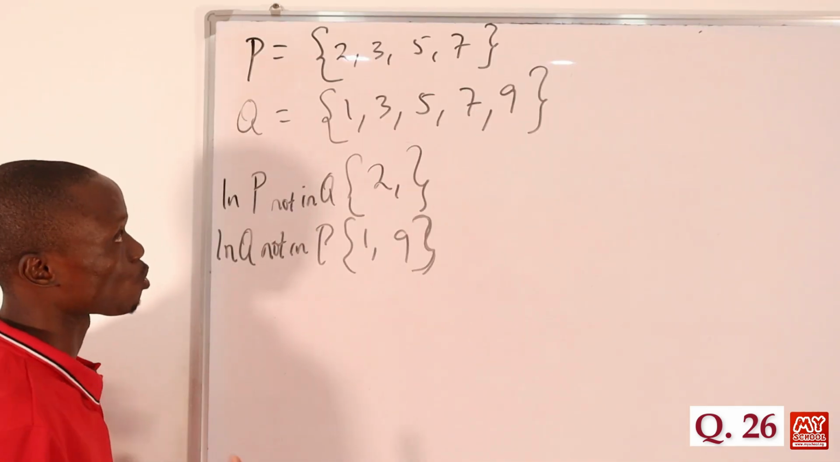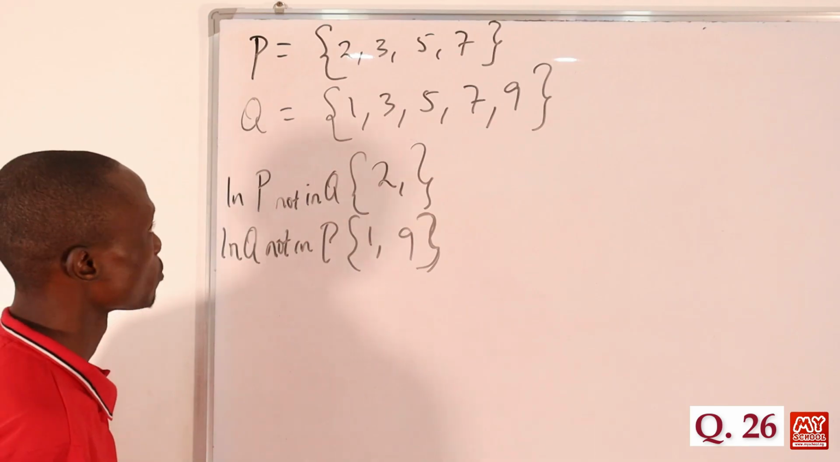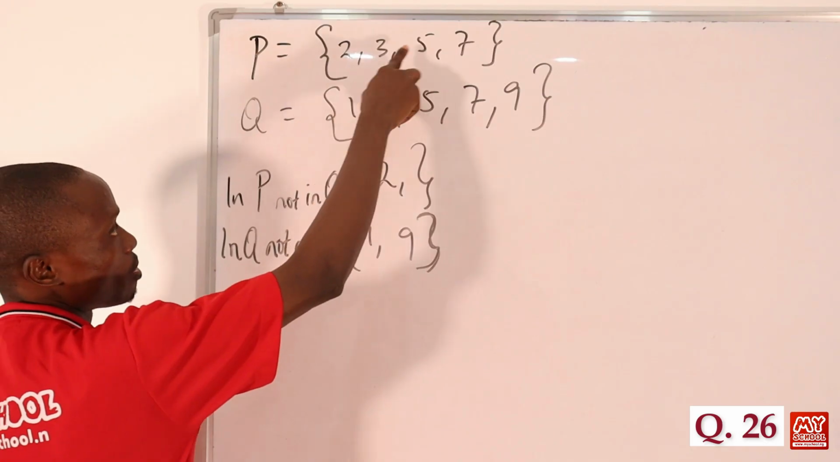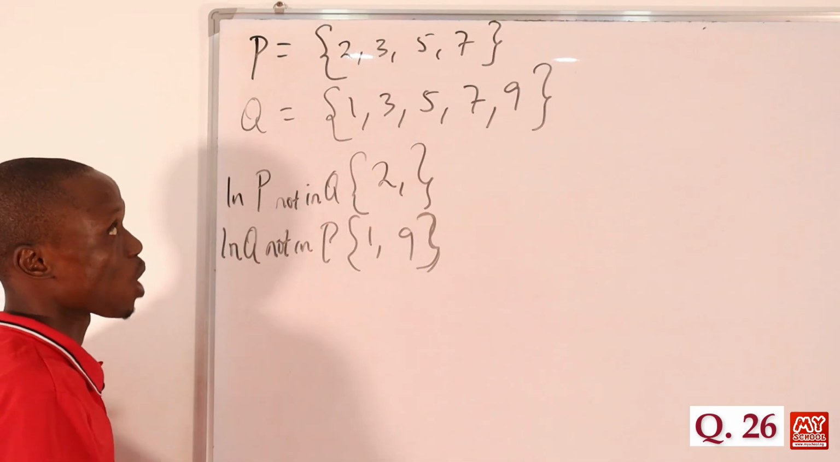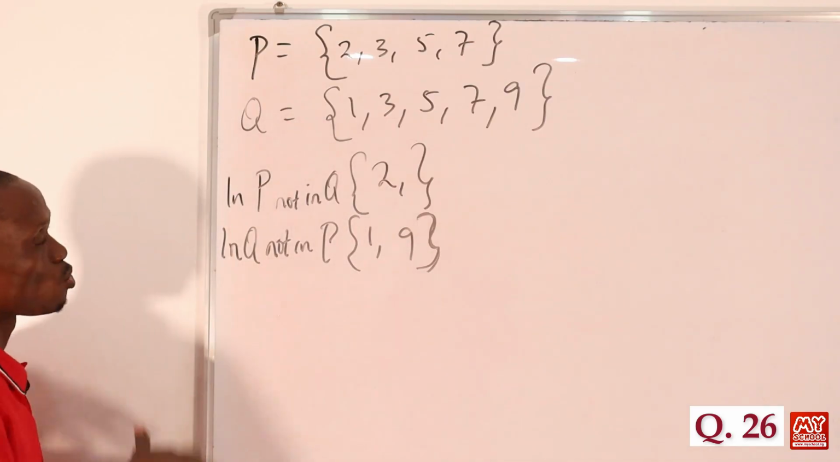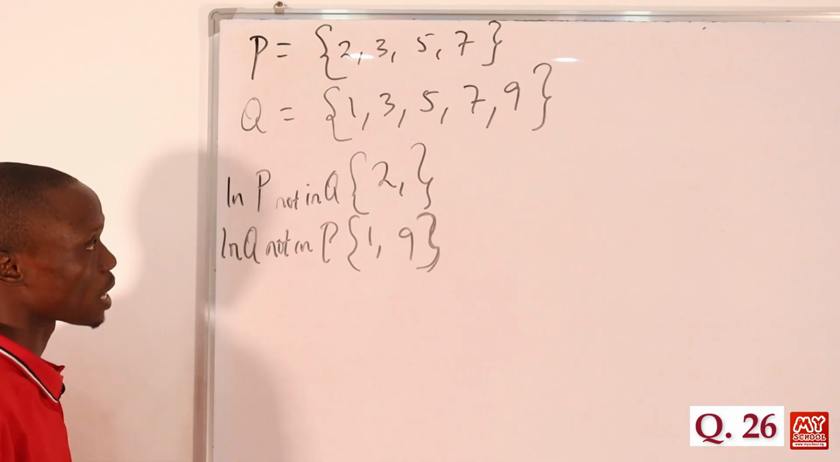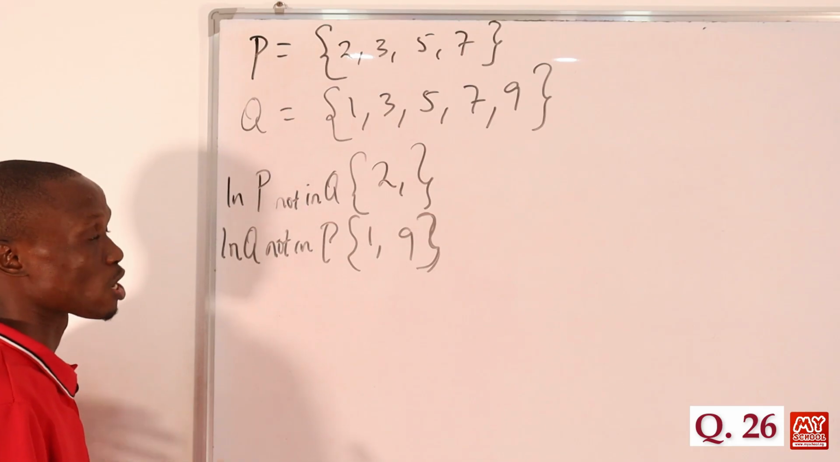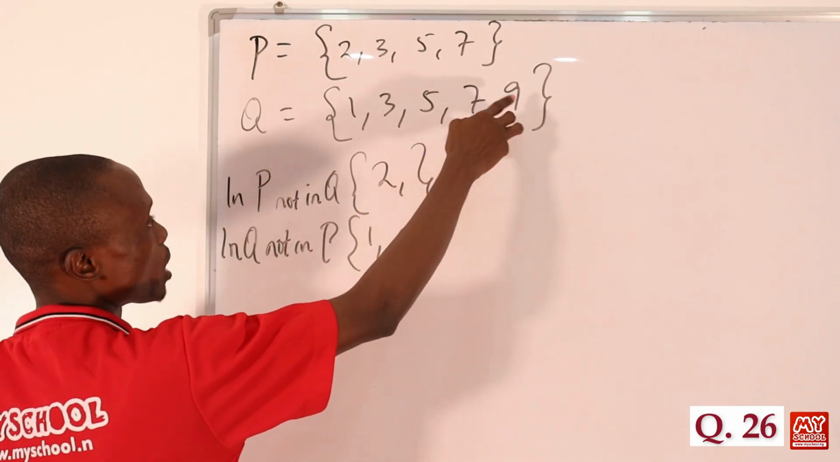So P is the set of prime numbers between 0 and 10. The prime numbers between 0 and 10 are 2, 3, 5, 7. Remember that prime numbers have only two factors, 1 and themselves. While Q is the set of all odd numbers between 0 and 10, and the odd numbers between 0 and 10 are 1, 3, 5, 7, and 9.